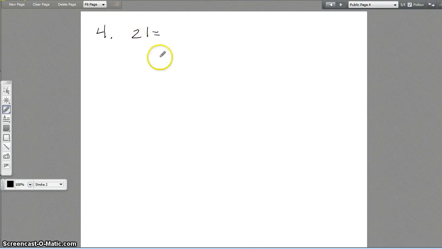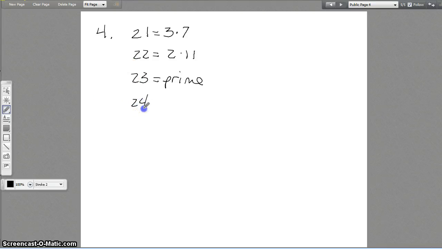No, because 2 plus 1 is 3. That means it is divisible by 3. 3 times 7 is the prime factorization. 22, that's not prime either. You can tell it's an even number. So that is 2 times 11. 23, that one is indeed prime.